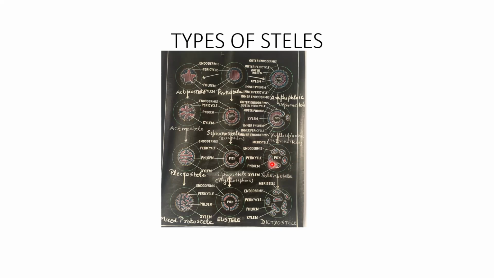And here you can see xylem and phloem present in the form of small steles, and these steles are called meristeles. Now, a meristele is just like a protostele, xylem surrounded by phloem surrounded by pericycle. Now, this solenostele is further converted into dictyostele if there are overlapping leaf gaps.